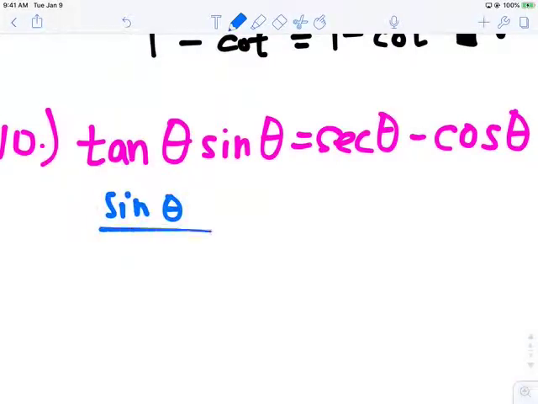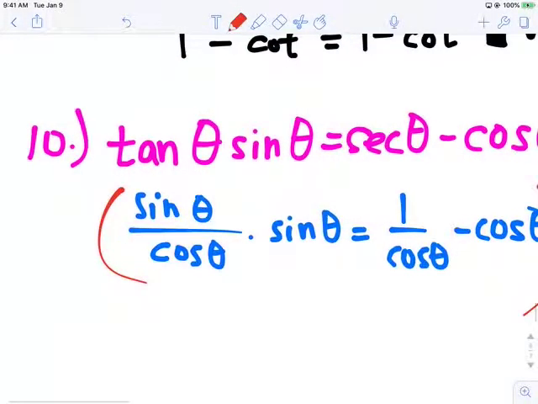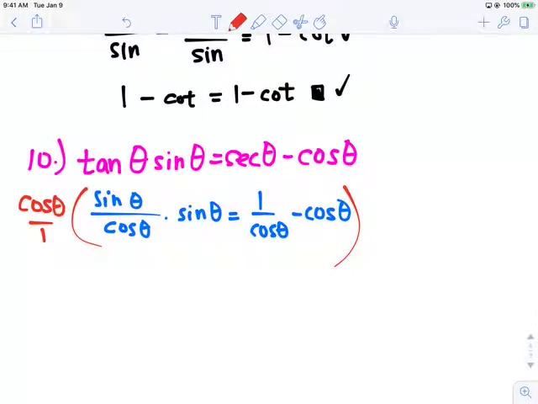Sine theta over cosine theta times sine theta equals 1 over cosine theta minus cosine theta. And now I look at this and I say, hey, if I can multiply everything by cosine theta, won't that get rid of my fractions? Yep. So that's your next thought to yourself. And you multiply everything by cosine theta over 1. And you should see that, what's this one going to turn into?